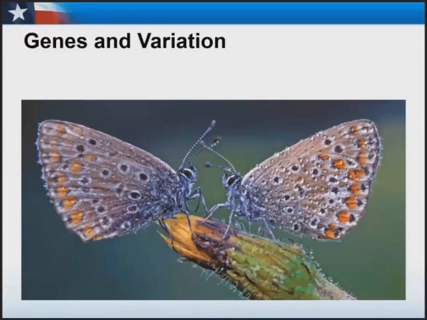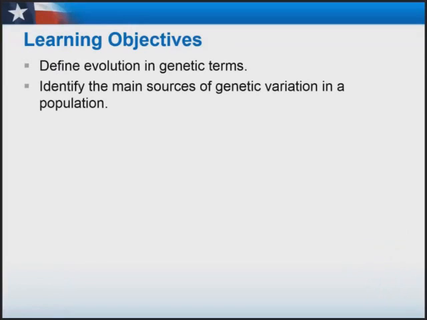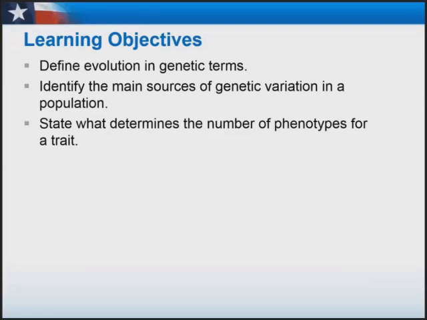Welcome to Lesson 17.1, Genes and Variation. In this lesson, we'll define evolution in genetic terms, identify the main sources of genetic variation in a population, and state what determines the number of phenotypes for a trait.